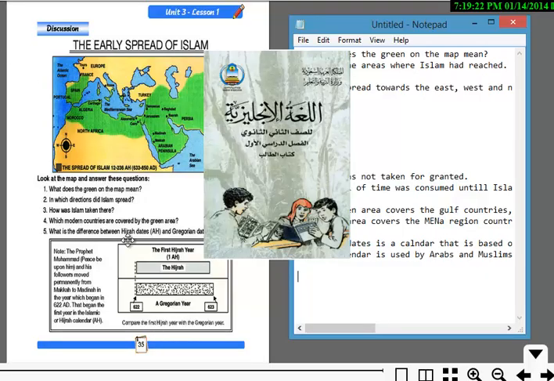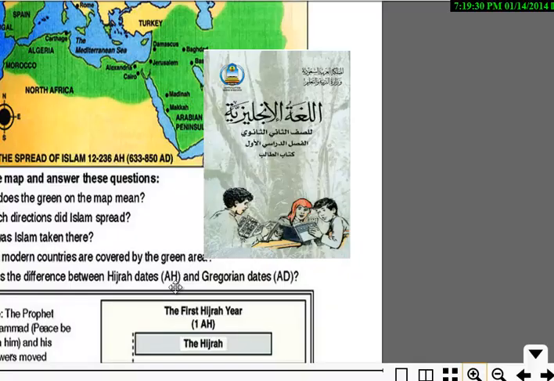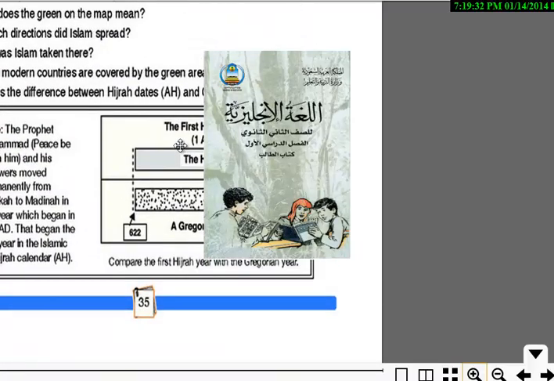Okay. Now, finally, let's take a look at this figure and the caption with it. Let me try to zoom it out here for you guys. Now note there's a note here, so let's get through it. Note the Prophet Muhammad, peace be upon him, and his followers moved permanently from Mecca to Medina in the year which began in 622 AD, which means Gregorian. That began the first year in the Islamic Hijra calendar, AH.